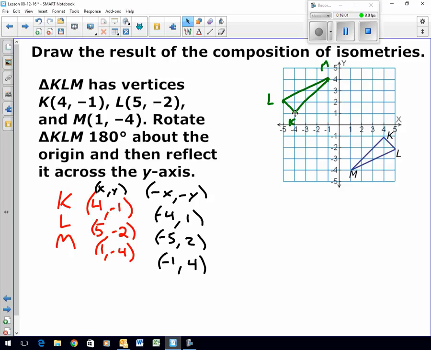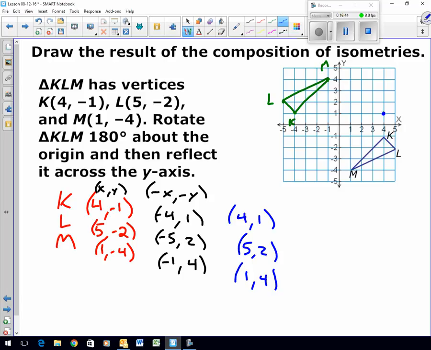I then have to reflect this across the y-axis. Which axis is the y, going up and down or left and right? If it reflects across it, I just have to flip this particular triangle this way, correct? When I reflect across the y, DJ, I take all these x coordinate points and flip them from negative to positive. My y's stay the same. You got it backwards. (4, 1), (5, 2), (1, 4).